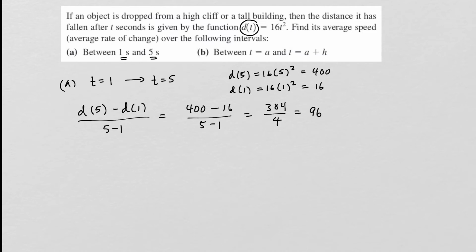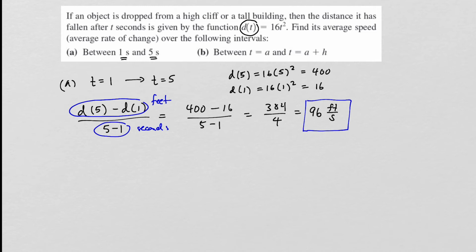Now there are some units associated here. D is the distance, and the distance is given in feet. And t is the time, and t is given in seconds. And so when you do the subtraction in the numerator here, this is measured in feet. And in the denominator, this is measured in seconds. And so the units on our answer here are going to be feet per second. And so this is the average rate of change of the distance that this object has traveled, and the average rate of change of the distance is the same thing as the average speed.